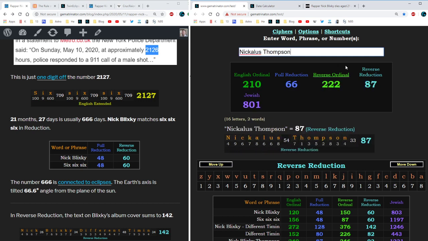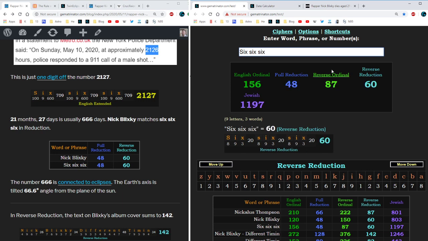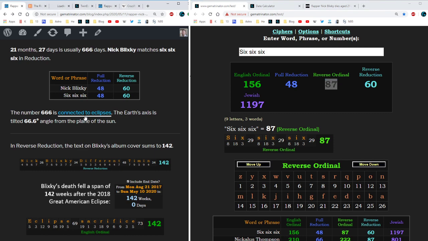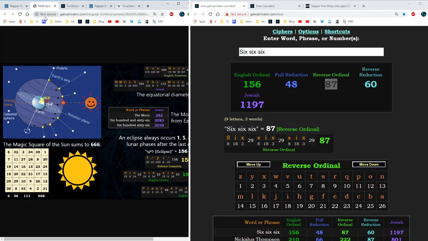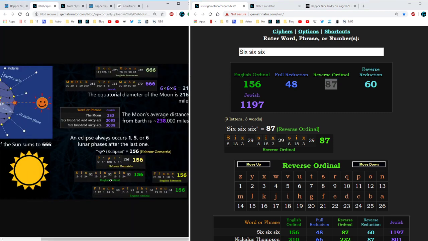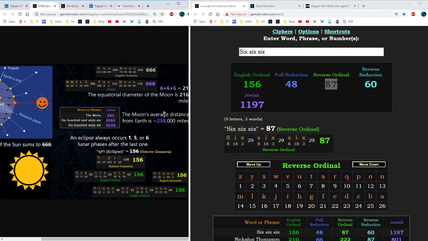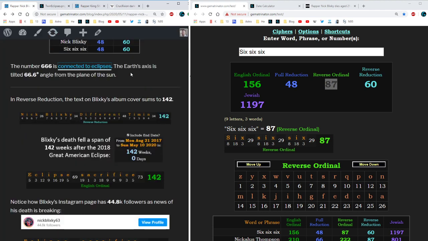In fact, Nicholas Thompson even equals 87 and 66. 666 equals 87. And of course, the number 666 is significant to the eclipse code. Of course, the Earth's axis tilted 66.6 degrees from the plane to the sun. Sun-moon equals 666. This is a number closely tied to the moon.